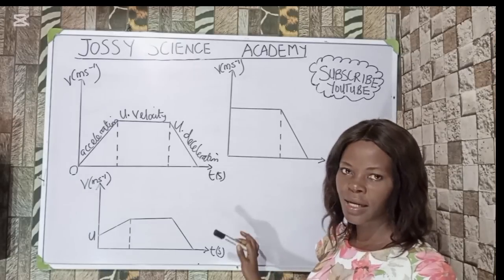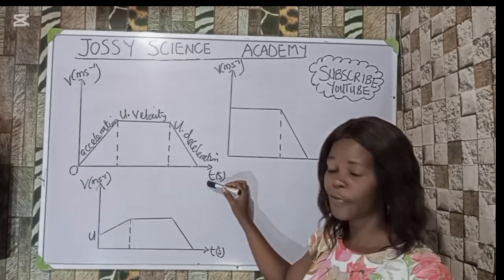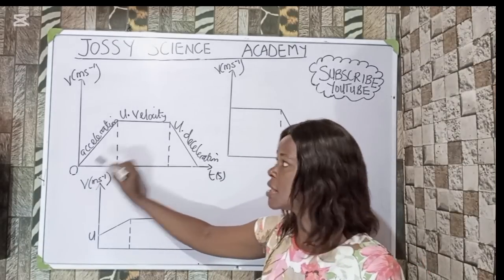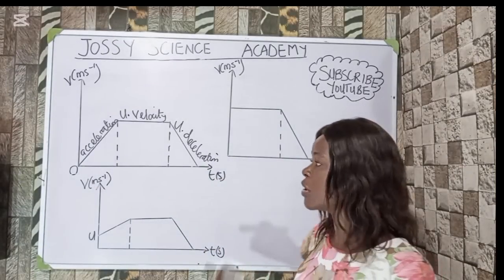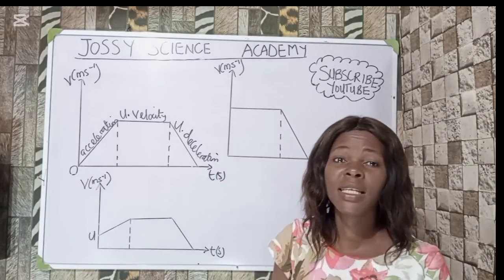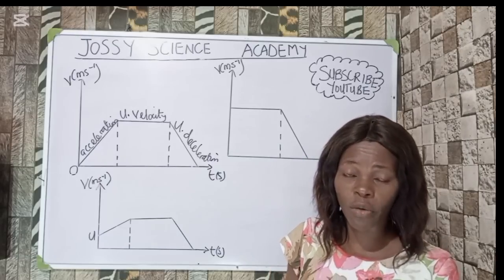Now let's look at this linear graph. These are the forms of graph you might see in your exams. Now look at the first one. This body started from rest. This is a velocity time graph. The things you can be asked to calculate from this diagram are the linear acceleration, the linear deceleration, and the total distance covered.